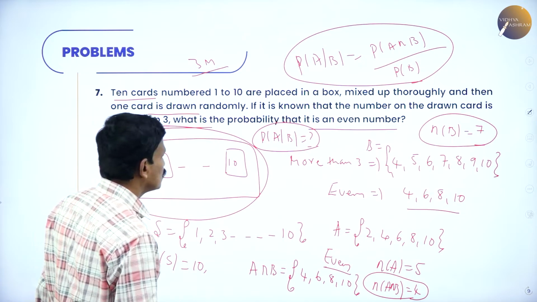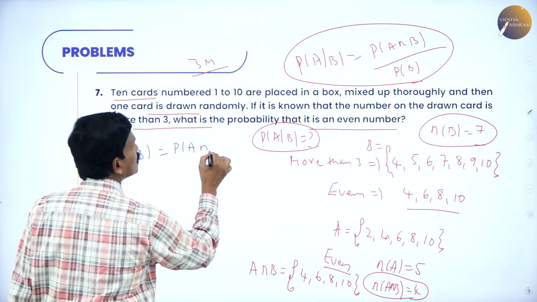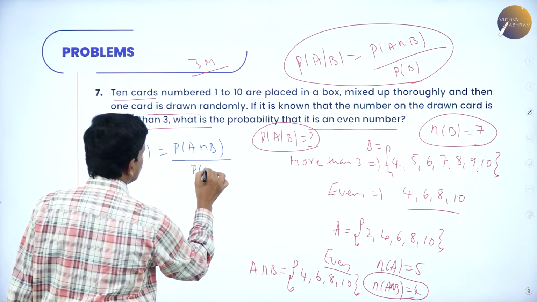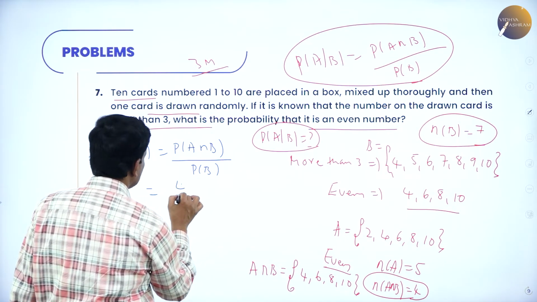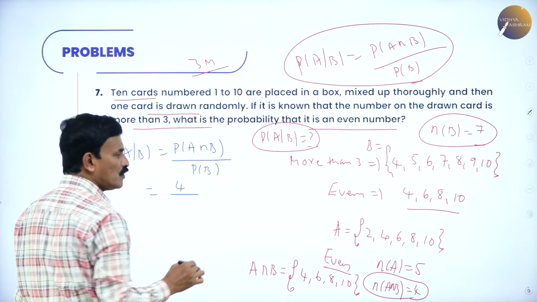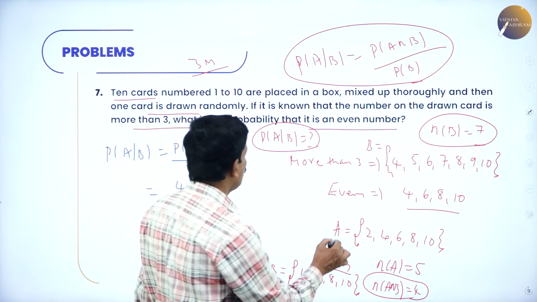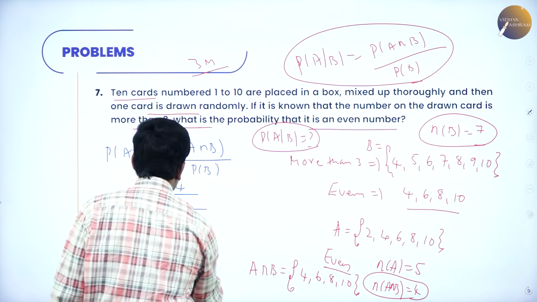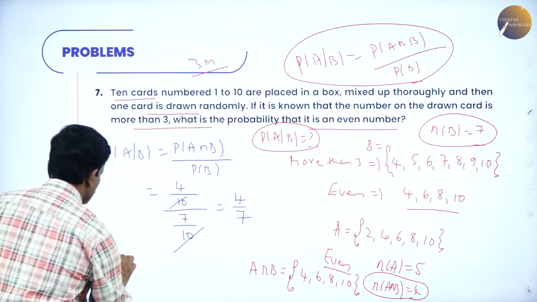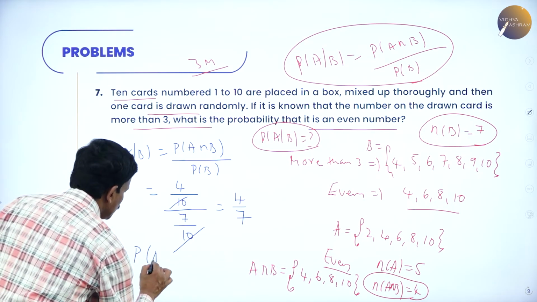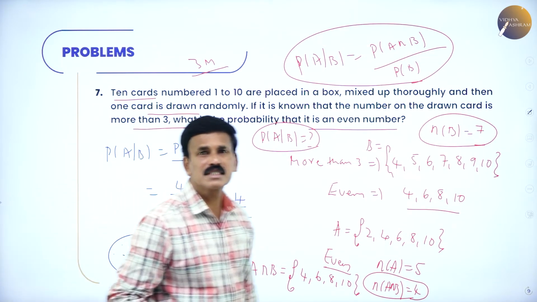Now, write down this. P(A|B) is equal to the probability of A intersection B divided by the probability of B. Now, the probability of A intersection B is nothing but 4 divided by the number of outcomes, 10, divided by the probability of B. What is B? P(B) is equal to 7 divided by 10. So, these two get cancelled. This is equal to 4 by 7. Therefore, the probability of A given that B occurred is 4 by 7. That's it. This is the required answer.